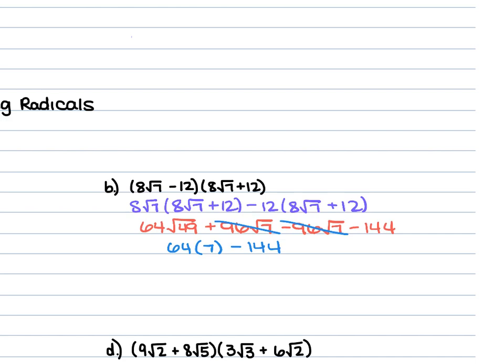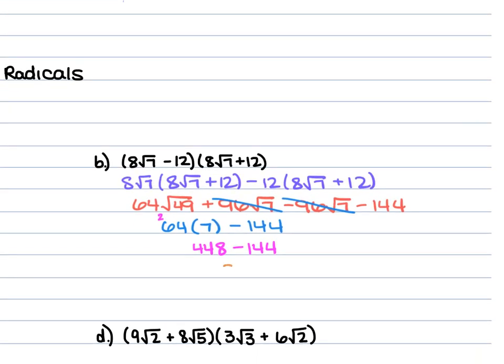The 64 times 7, 7 times 4 is 28. The 7 times 6 is 42, plus 2 is 44. So we have 448 minus 144. When we do this, we get 304.